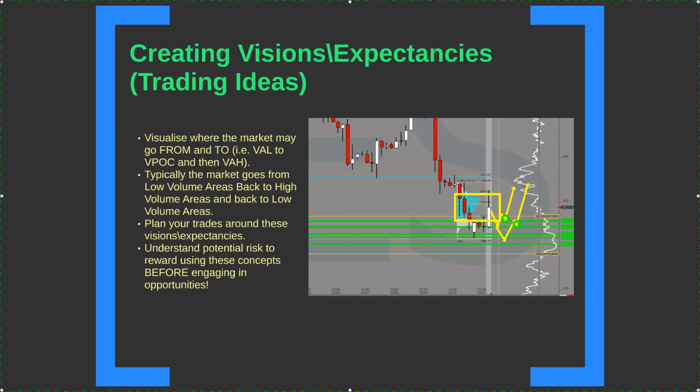Now, if you're trading a 2 or 3 point range on the E-mini S&P, it doesn't matter which market it is, but E-mini S&P seems to be a popular market, so let's talk about that. If it's going to be a 2 to 3 point swing or range on the ES, and we're looking at a 5 or 15-minute chart, well, you need to be a bit more aggressive. You need to know when to be aggressive and when to be more conservative with your entries beforehand. Create your ideas, visions and expectancies beforehand. Understand the potential risk to reward using these concepts before you engage in these opportunities.